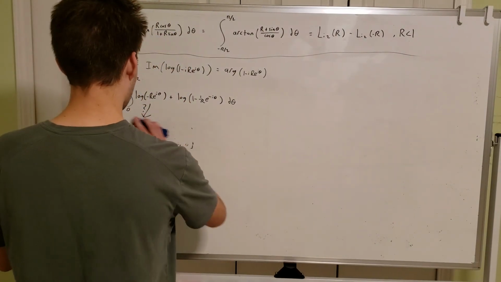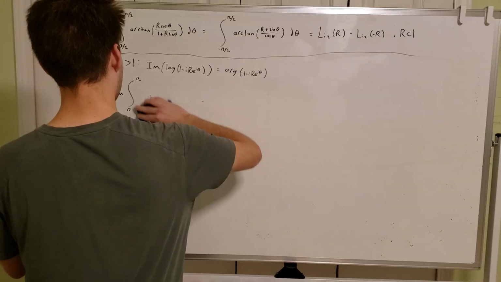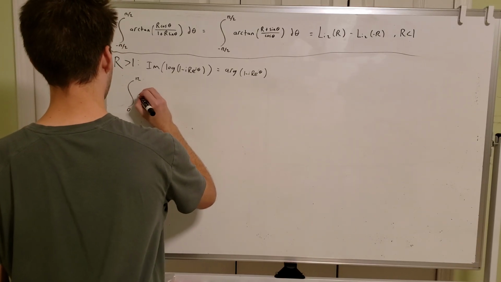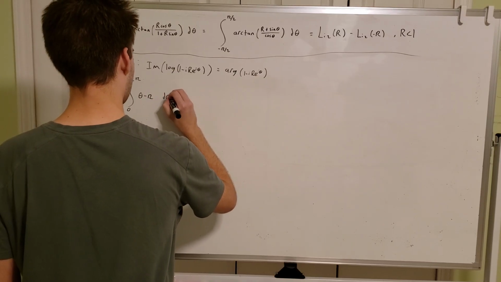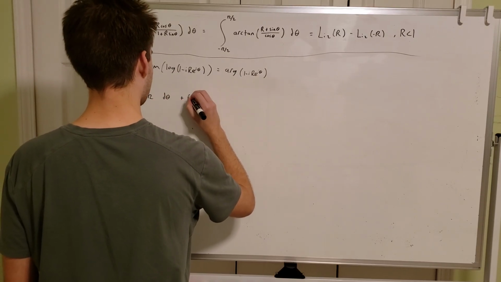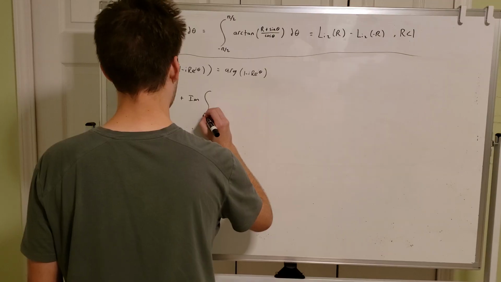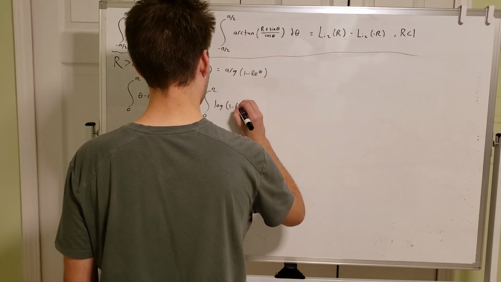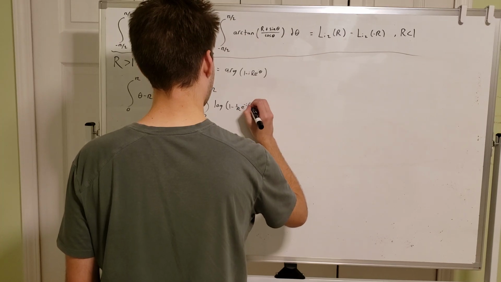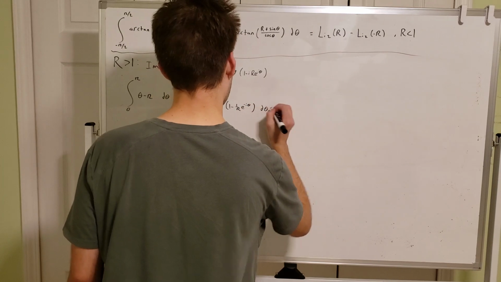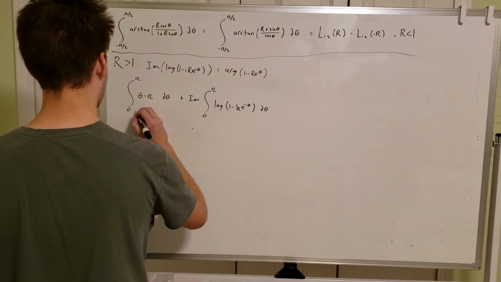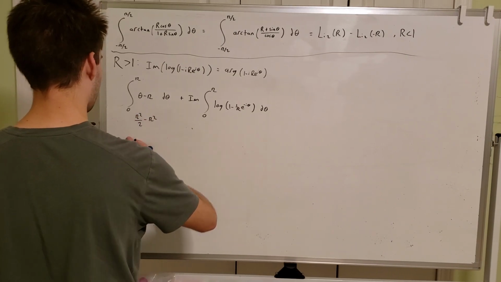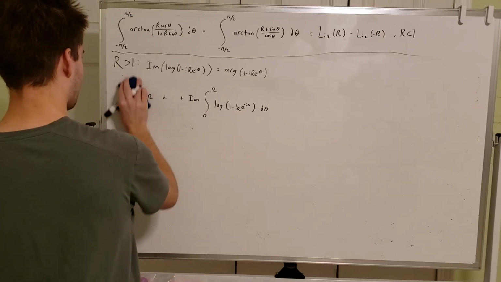So what we end up having is, for the first part, we just have theta minus pi, and then we have plus the imaginary part of the other integral, which was this logarithm. Okay, this we can easily integrate. This is just going to be pi squared over 2 minus pi squared, which is just minus pi squared over 2.